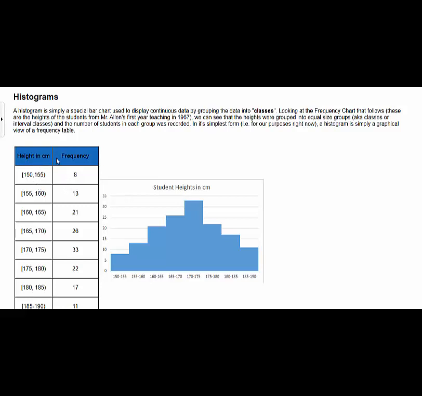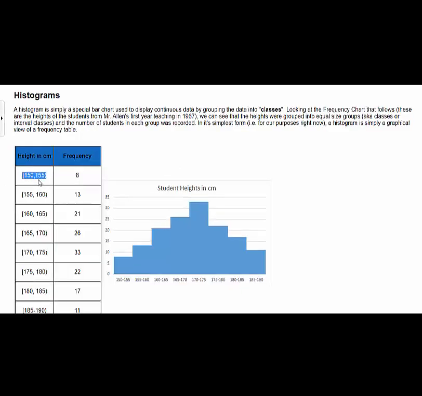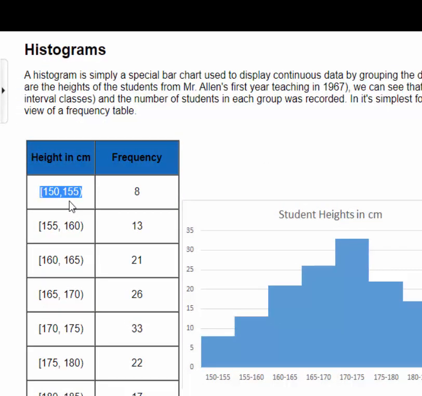So in this case, we're looking at heights for students in the class. I guess this is my first class from 1967. So there were 8 people in the range 150 to 155. So this is the standard we use for representing that. The square bracket means the value is part of the group. The round bracket means the value is not part of the group. So essentially this first grouping here is any height between 150 centimeters and 154.999999999 centimeters. If somebody measures 155 exactly, they've been rolled into the second grouping here.